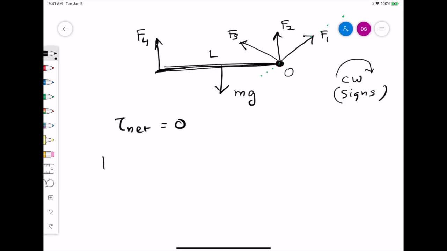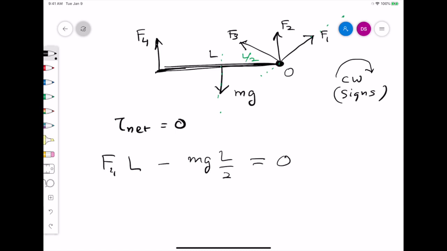So the torque of F4 would be F4 multiplied by L. What is the torque of mg? Is it a clockwise or a counterclockwise torque? So by itself, mg is trying to rotate the beam in the counterclockwise direction. So mg is exerting a counterclockwise torque, and so it should get a negative sign. And what is the magnitude of that torque? Force multiplied by lever arm. The lever arm is clearly L over 2 for mg, and so it's going to be mg times L over 2, and that's it.